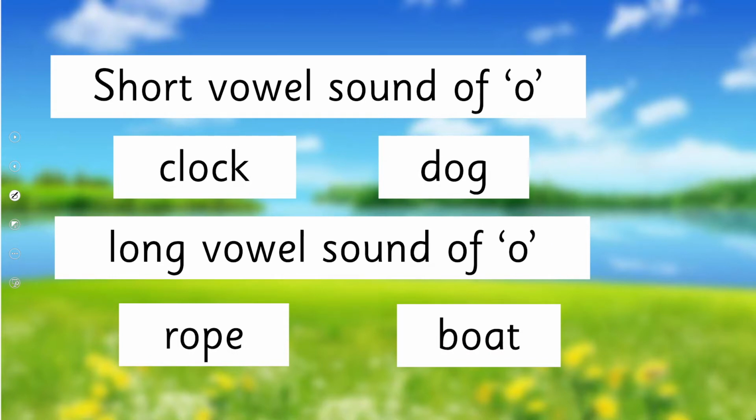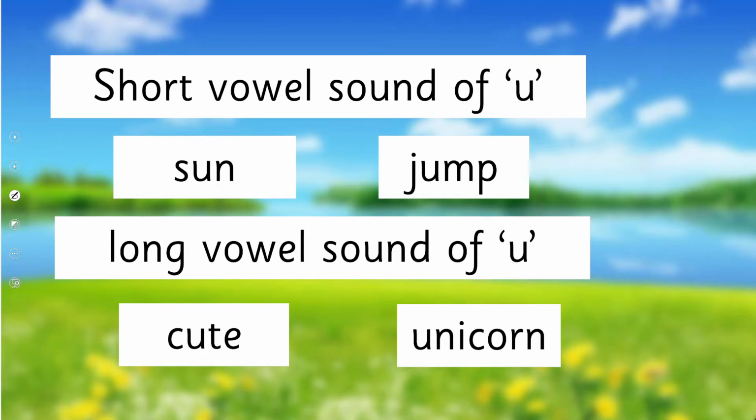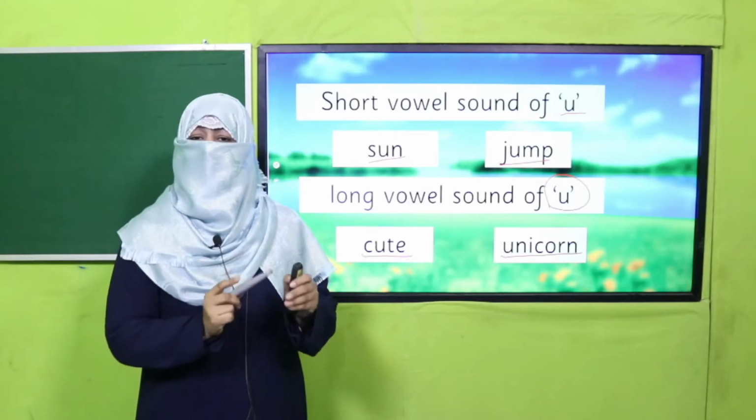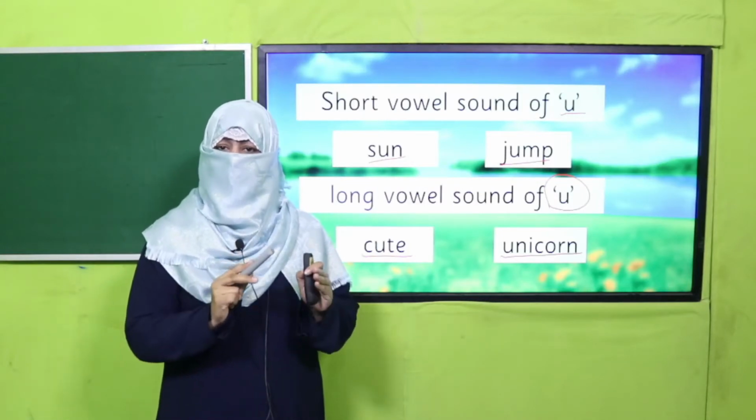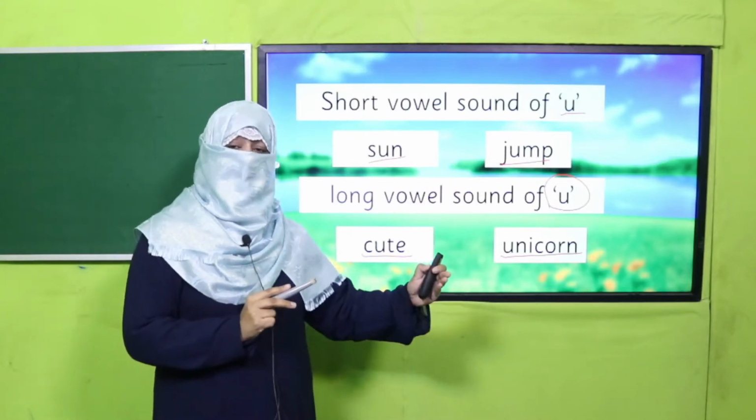The short sound of O is O, as in clock and dog, and the long sound is O, as in rope and boat. And the short sound of U is U, as in sun and jump, and the long sound is U, as in cute and unicorn. Right? So this is how all these 5 vowels may have short or long sounds.